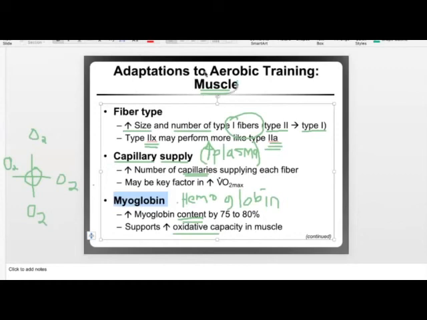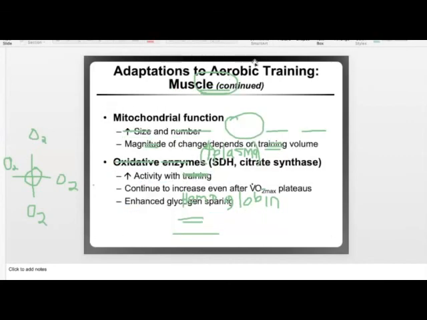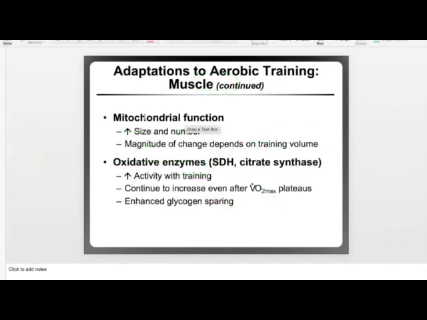So adaptations that happen at the muscular level have to do with physical increases in fiber type, size, capillary density, and hemoglobin. But there are also increases in enzymatic activity, specifically to things like succinate dehydrogenase or citrate synthase. And let's erase these, clear all drawings. And then there's also going to be an increase in mitochondria. Mitochondria is where the carbohydrate is broken down for ATP. So there's going to be a better opportunity to break down sugars. And then there are going to be other changes in oxidative enzymes.